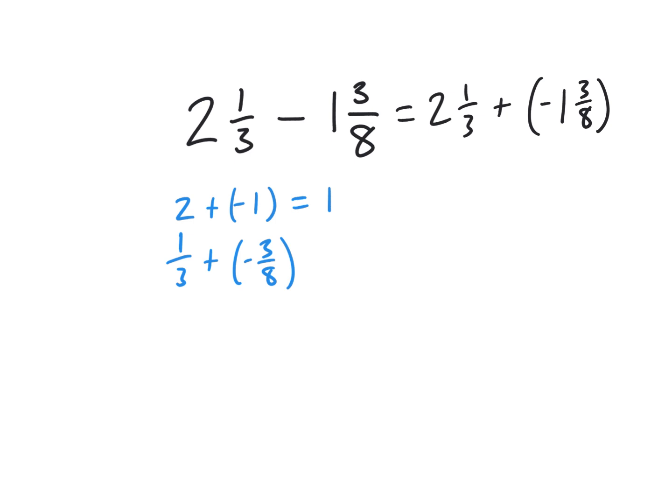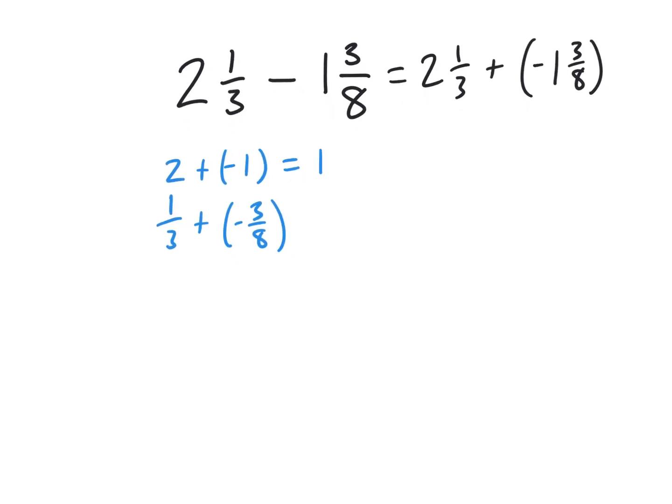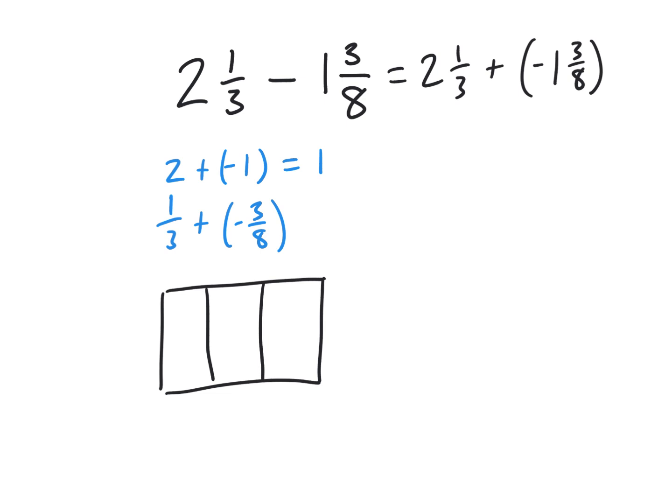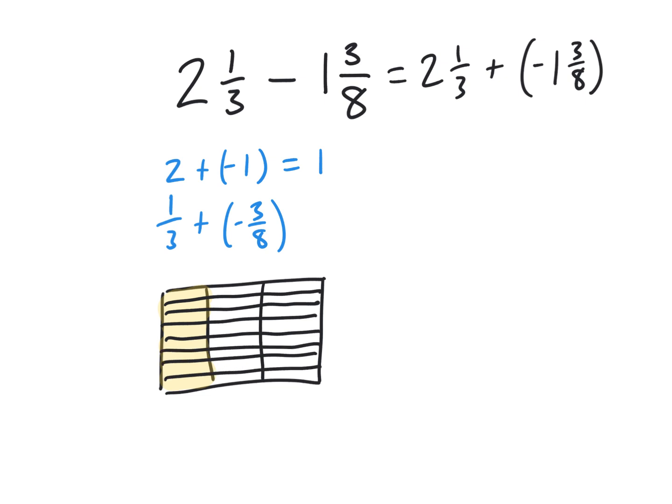Okay, now for 2 plus -1, 2 positives plus 1 negative will give me a result of 1. And the 1/3 plus -3/8, I'm going to draw a picture. So here's my rectangle. I'll start by dividing it into thirds. Then I can shade one of those thirds in yellow because that was a positive 1/3. And then I'll divide it into eighths the other direction. These are going to get small, but that's okay. The most important part is that we can see that those are eighths. And then I'll shade 3 of those eighths negative.